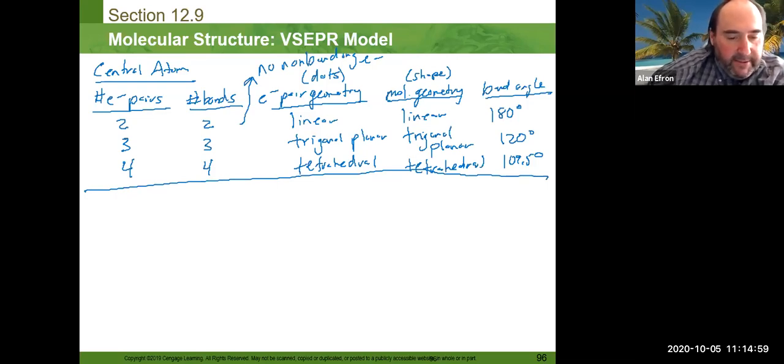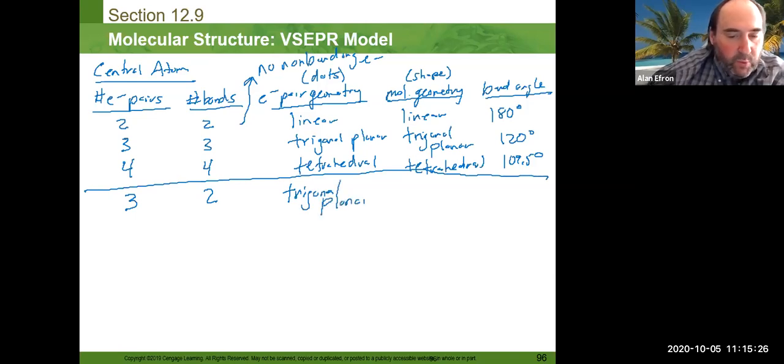Now, when we start putting those dots in, like we saw, 4 electron pairs and 3 bonds. I'm sorry, let me skip one. 3 electron pairs and 2 bonds is what I meant to say. So 3 electron pairs and 2 bonds. Something with 3 electron pairs, again, for the electron geometry, is still going to be trigonal planar.